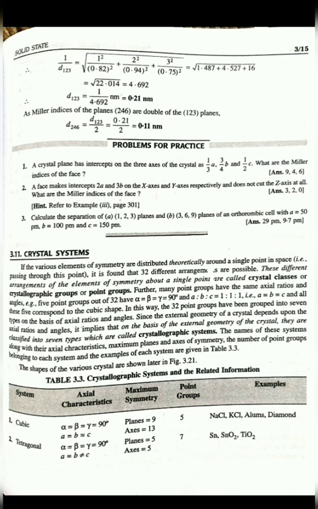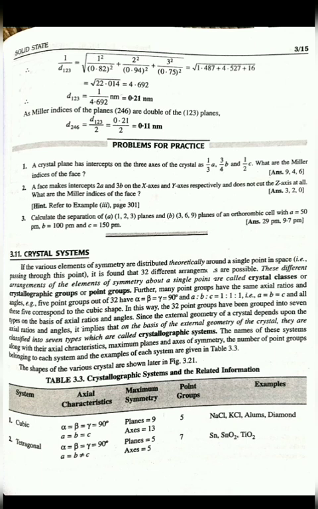In this way, the 32 point groups have been regrouped into 7 types on the basis of axial ratios and angles. Since the external geometry of a crystal depends upon the axial ratio and angles, it implies that on the basis of the external geometry, crystals are classified into 7 types, which are called crystallographic systems. The names of these systems, along with their axial characteristics, maximum planes and axes of symmetry, the number of point groups belonging to each system, and examples of each system are shown in Table 3.3. The shapes of the various crystals are shown later in the figure. Table 3.3: crystallographic systems and the related information.